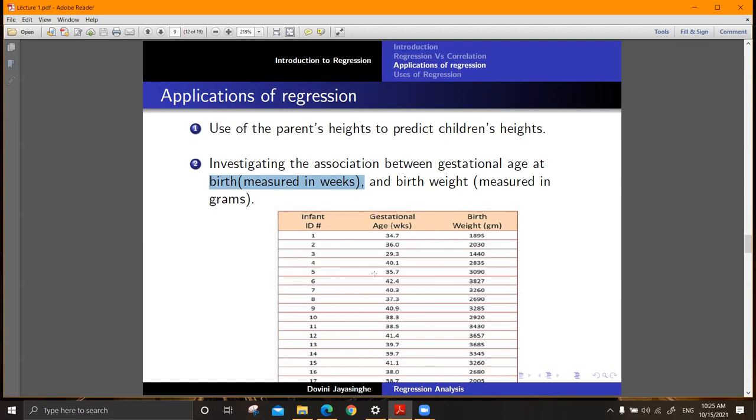Gestational age, not the weight, gestational age at birth. That means the baby's age when he or she gets delivered, in weeks, so 34 weeks, 36 weeks, likewise. So this is in weeks, and this is the birth weight. If we think that these two have some association or a correlation, you can model this.